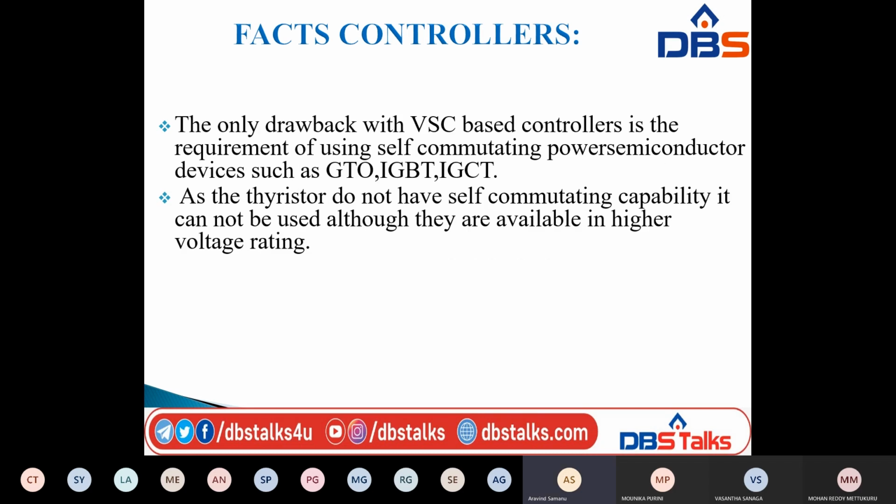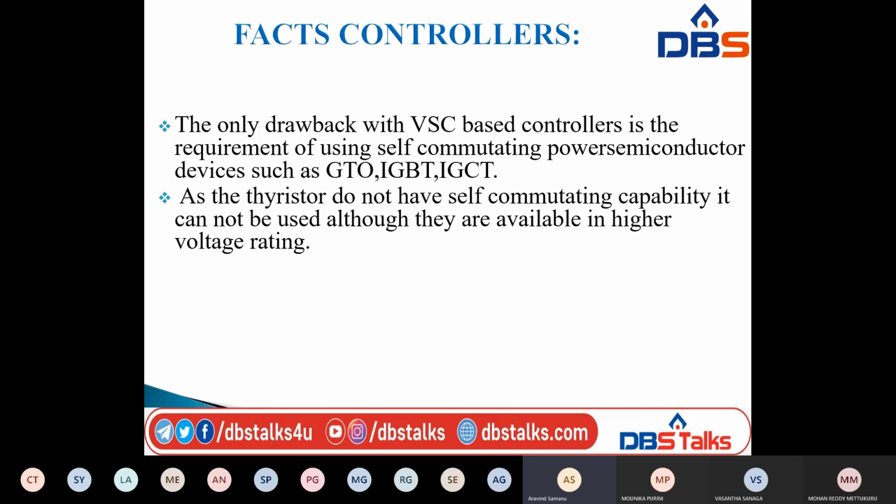The only drawback with VSC based controllers is the requirement of using self-commutating power semiconductor devices. So in the second chapter I am going to discuss these VSC based controllers. In that one I am going to discuss self-commutating power semiconductor devices such as GTO, IGBT and IGCT. I will discuss these briefly.